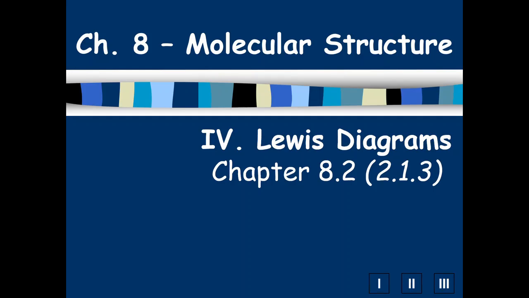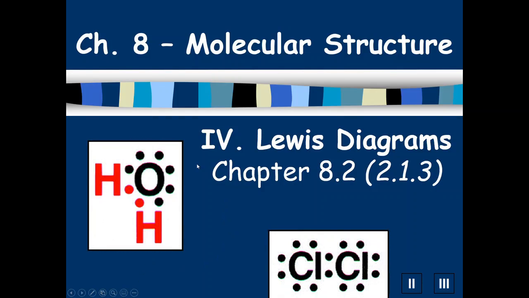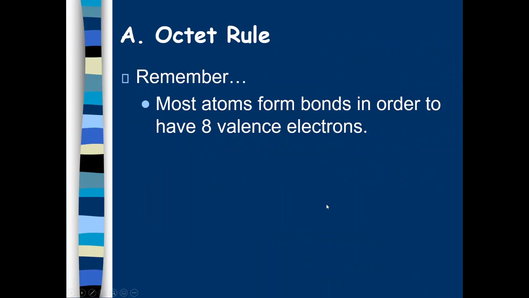Today, you'll learn to draw Lewis diagrams of covalent molecules, which show all the valence electrons in a molecule, like this water molecule here or this chlorine molecule here. Remember, most atoms form bonds in order to have 8 valence electrons. Now, there are 3 common exceptions to this rule, and we'll get to that in a moment.